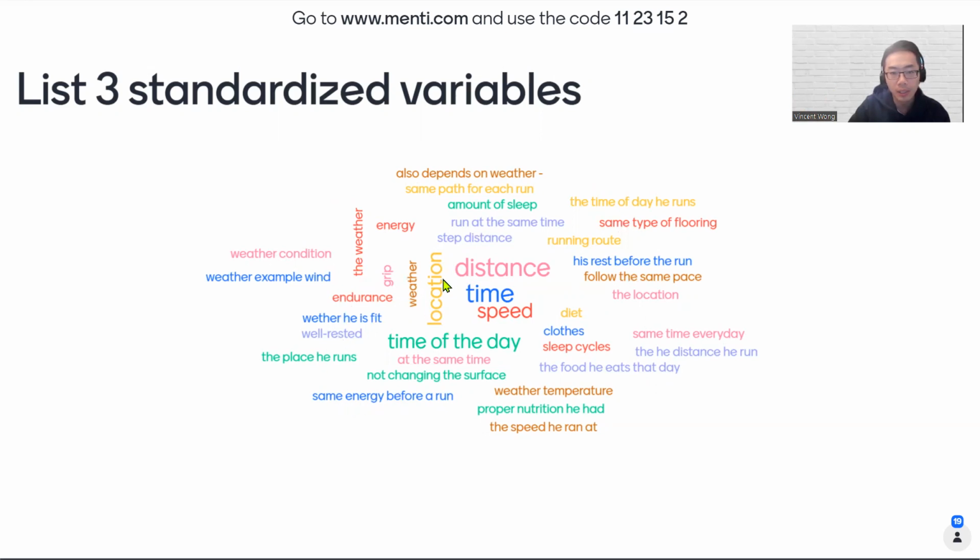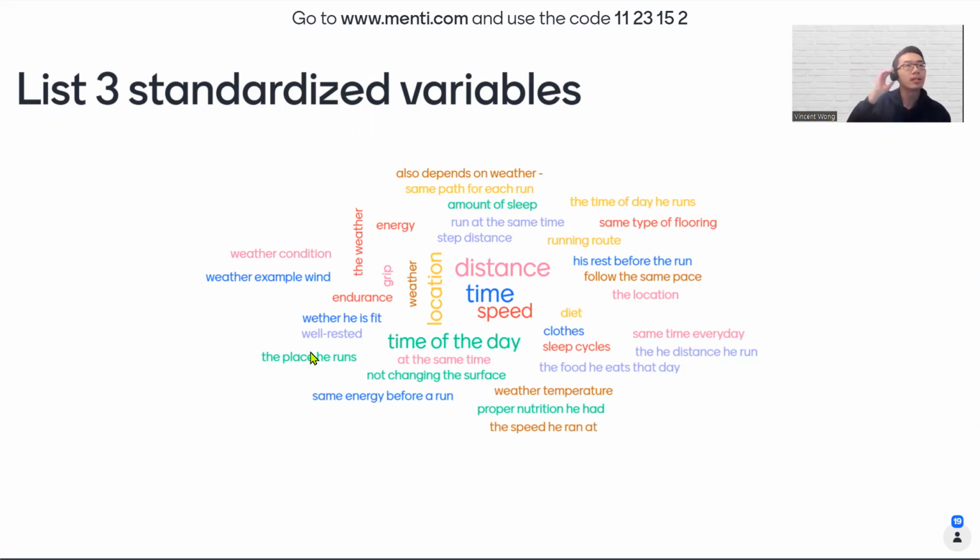Okay, so I can see here run at the same time, and another one, like location, weather, temperature. All these are good ones, right? You don't want to be doing it on a rainy day versus a sunny day, because that could affect your endurance, right? So making sure that the weather pattern is the same every day. The energy level, very good.